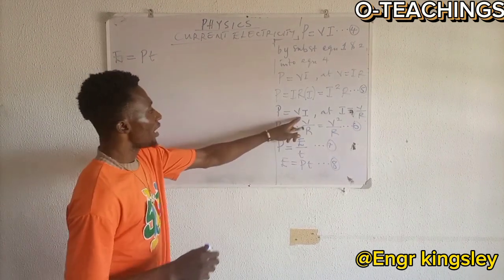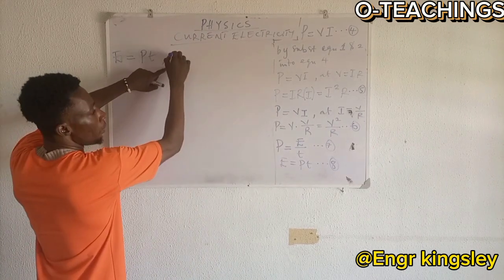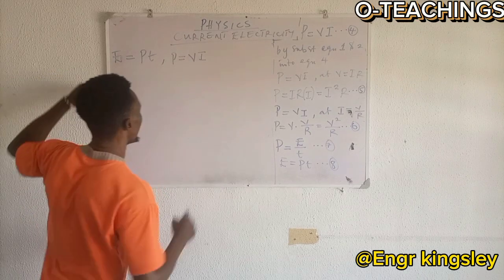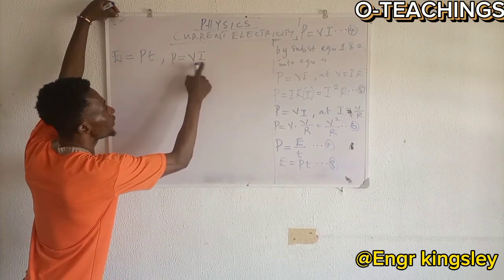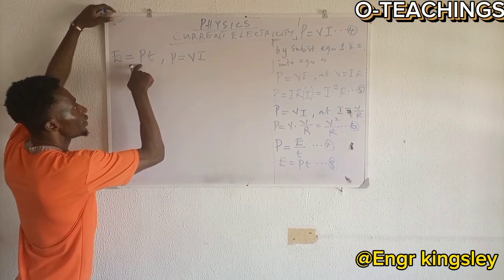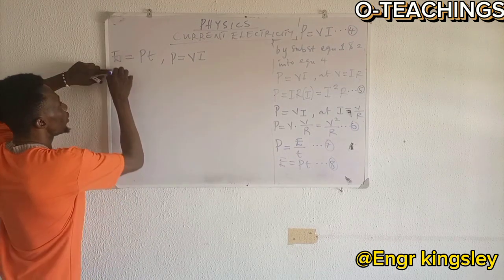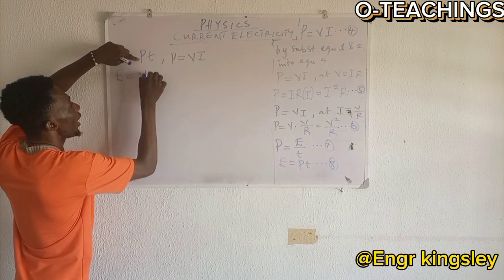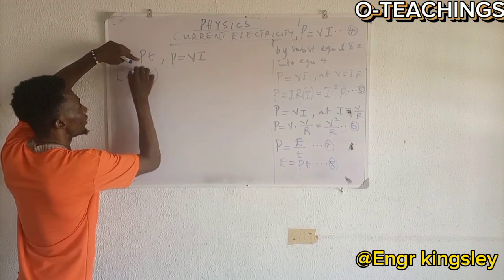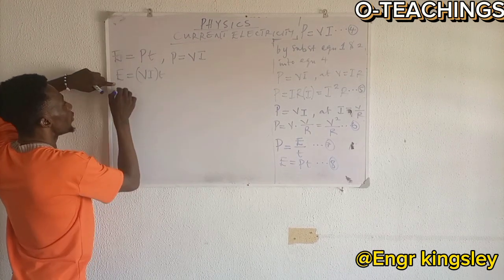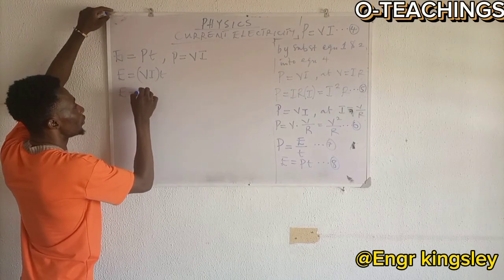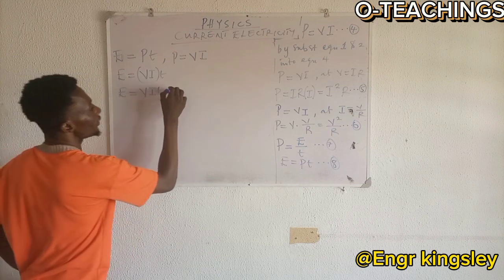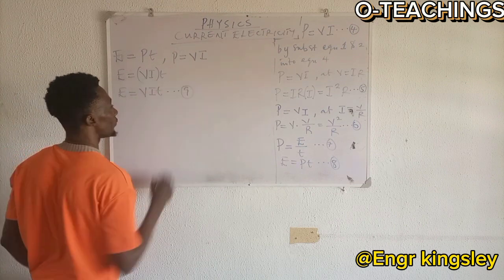So, if we have power equal to potential difference multiplied by current, and we decide to substitute the value of power in equation 8, replacing P with VI, we have VI multiplied by T. So we now have that energy is equal to VIT. Let me call it equation 9.